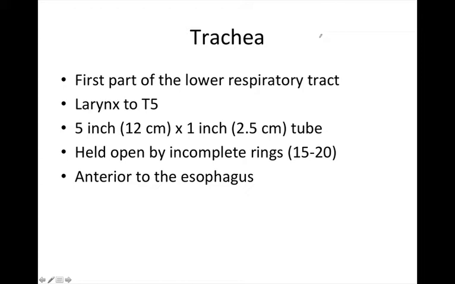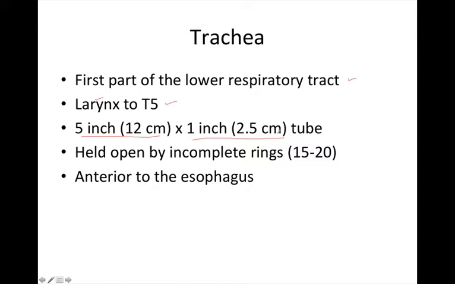So now the trachea, as mentioned, is the beginning of the lower respiratory tract. And remember, anatomically on the larynx, the area where the trachea begins is called the cricoid cartilage. So the cricoid cartilage is the border between the upper and lower division. Extending downward from the cricoid cartilage about 5 inches to about the level of T5, from the cricoid cartilage of the larynx to the fifth thoracic vertebra, would be the trachea. So, like I said, the trachea is about 5 inches in length, which is about 12 centimeters, and about 1 inch in diameter, which is approximately 2.5 centimeters.